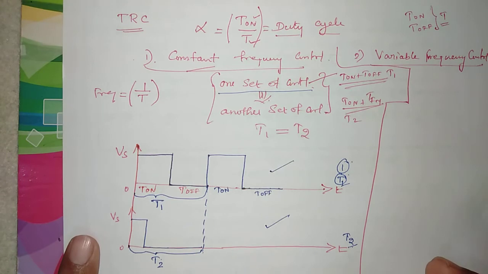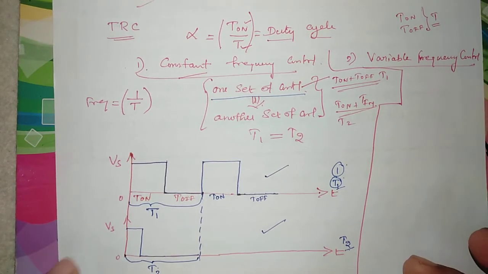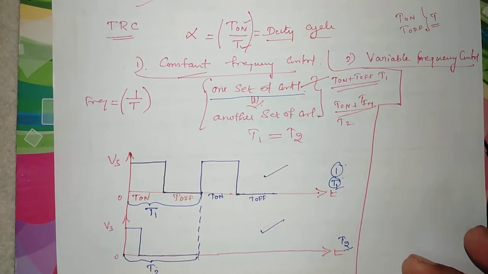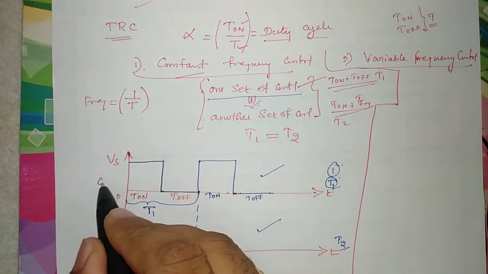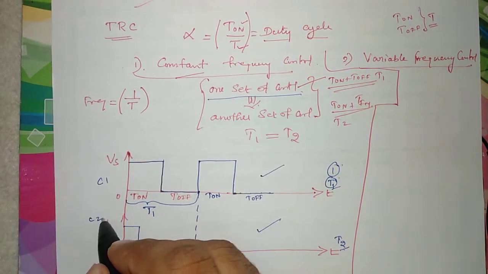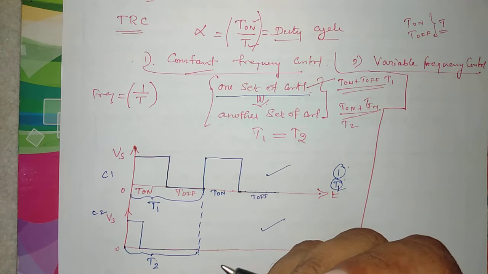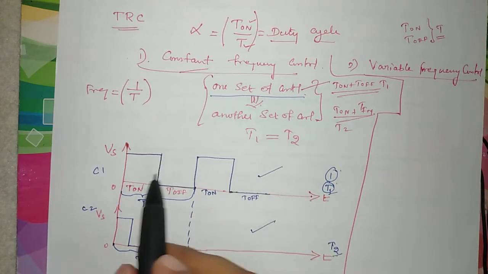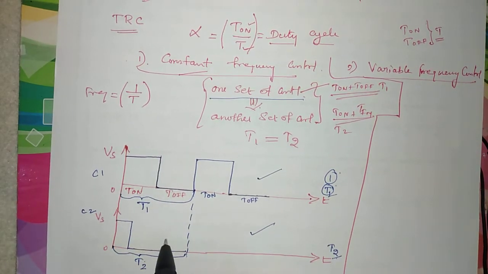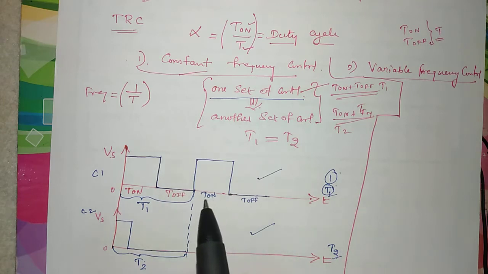I'll repeat it. In constant frequency control we are having two sets of controls, that is control number 1 and control number 2. In these two sets of controls, the width of the pulse is varied by maintaining the time as constant. That is, either on time or off time alone is getting varied. On time or off time alone, not both should vary. Since the pulse width is varied, it is a method called pulse width modulation, that we already know.